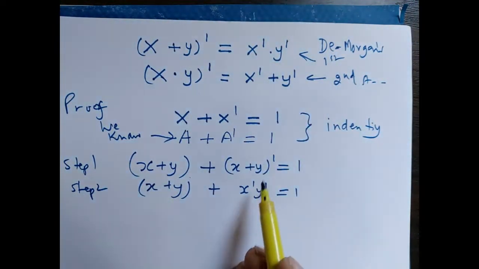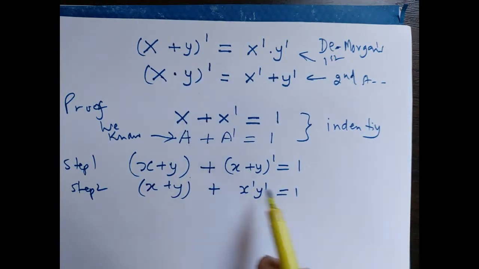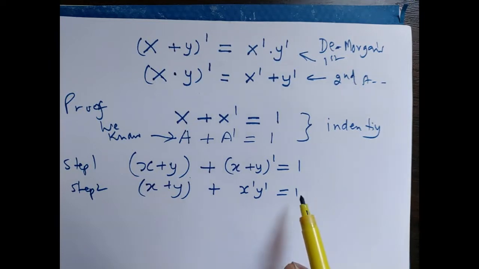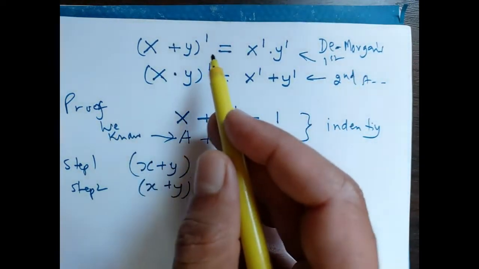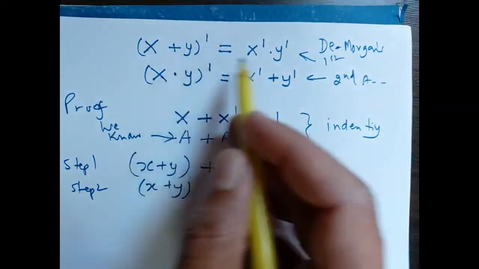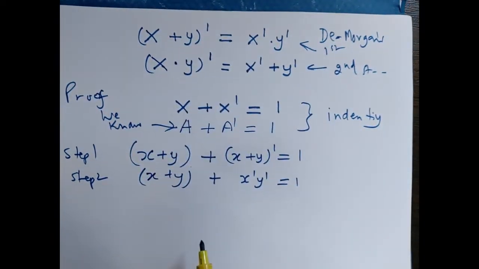If this is true, then this identity should hold, and the left hand side should be equal to the right hand side. And if we prove left hand side equal to right hand side, then De Morgan's theorem is right, and hence we have proved that De Morgan's statement is correct. So we are proving for the first one.